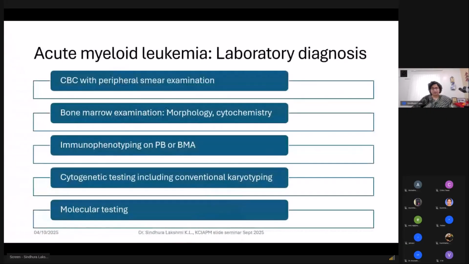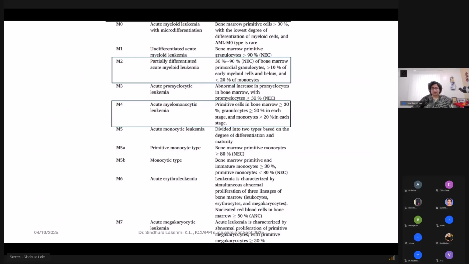As you rightly pointed out, this is indeed acute myeloid leukemia. Now, I'll briefly give an overview of the approach to laboratory diagnosis for AML. First and foremost, after history and physical findings, we would look at CBC with peripheral smear examination. We do bone marrow examination for morphology and cytochemistry. We do immunophenotyping either on peripheral blood or on bone marrow aspirate. Then cytogenetic testing, including conventional karyotyping and molecular testing, to complete the diagnostic process.